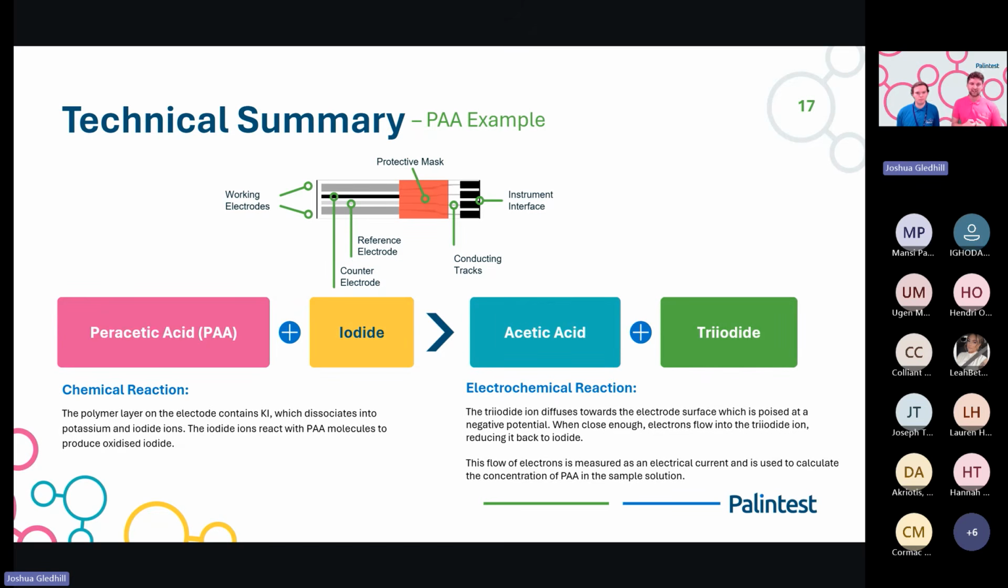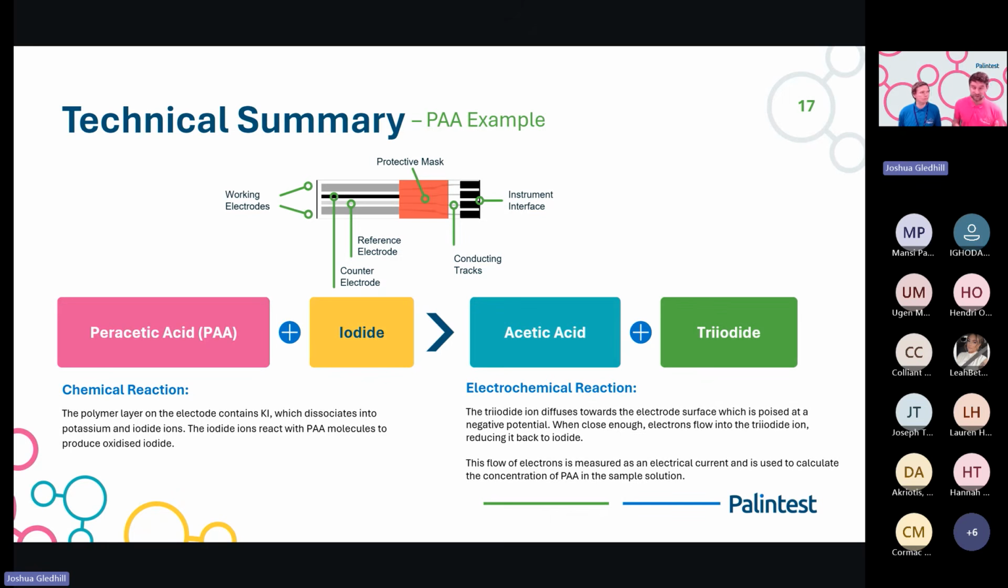So the triiodide ion diffuses towards the electrode surface, so towards those little strips on the left, which is poised at a negative potential. So it's held at negative potential. When close enough, electrons flow between the triiodide ion, reducing it back to iodide. And this flow of electrons is measured as an electrical current, and it's used to calculate the concentration of PAA or whatever parameter you look for in the sample solution.